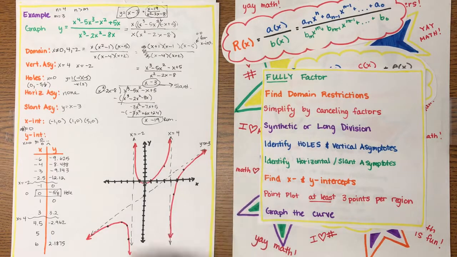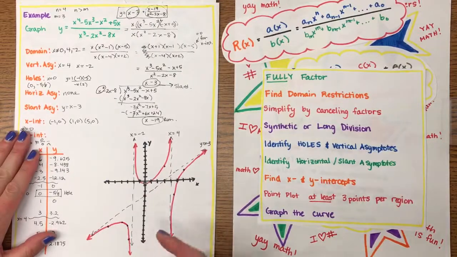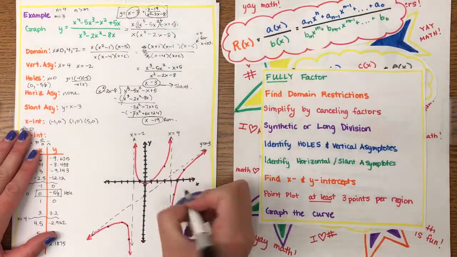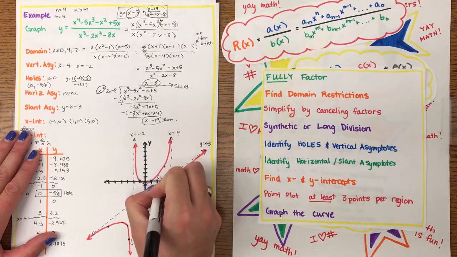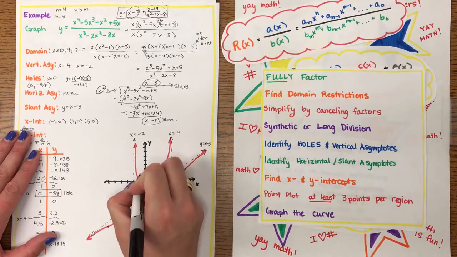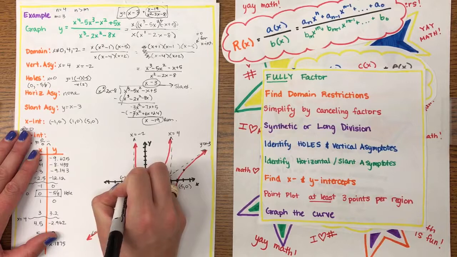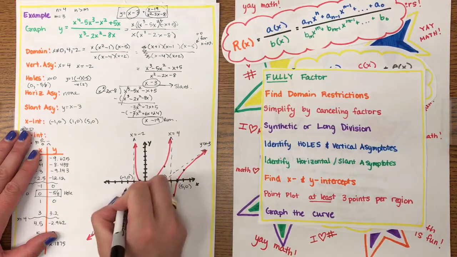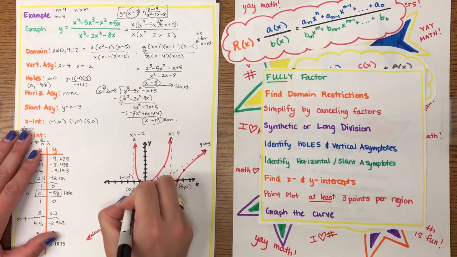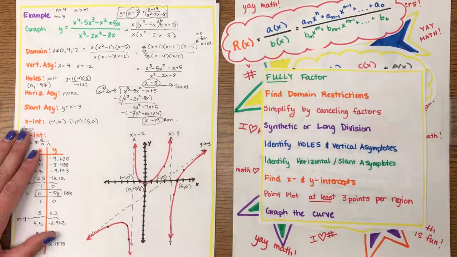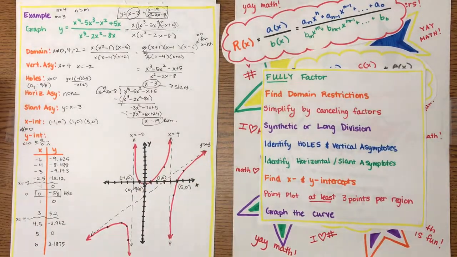What I didn't do is label all of my x and y intercepts on here. I did label my asymptotes, but I need to label these intercepts. So I have an intercept at 5, 0, 1, 0, and -1, 0. And I also have a hole at 0, -5/8. So you want to make sure that all of those key points are labeled on your graph.